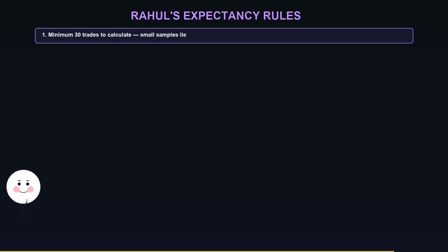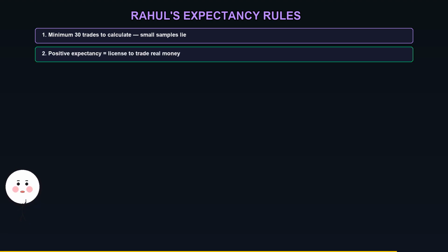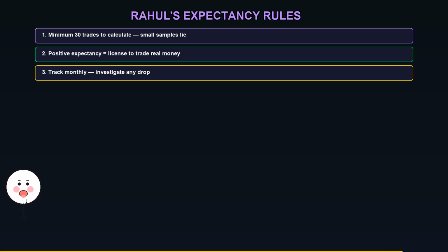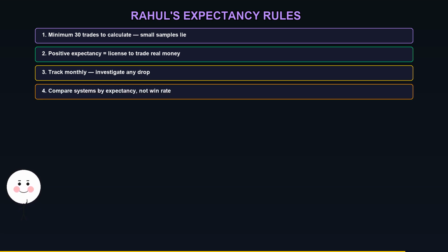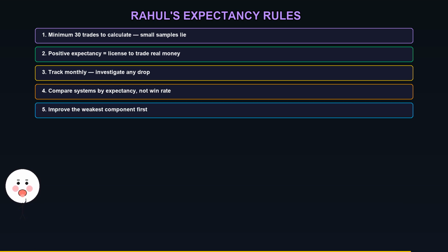Rahul's expectancy rules. Rule 1. Calculate expectancy from at least 30 trades minimum. Small samples lie. Rule 2. Positive expectancy is the only license to trade real money. Rule 3. Track it monthly and investigate any drop. Rule 4. Compare systems using expectancy, not win rate alone. Rule 5. Improve the weakest component first. Win rate, average win, or average loss.